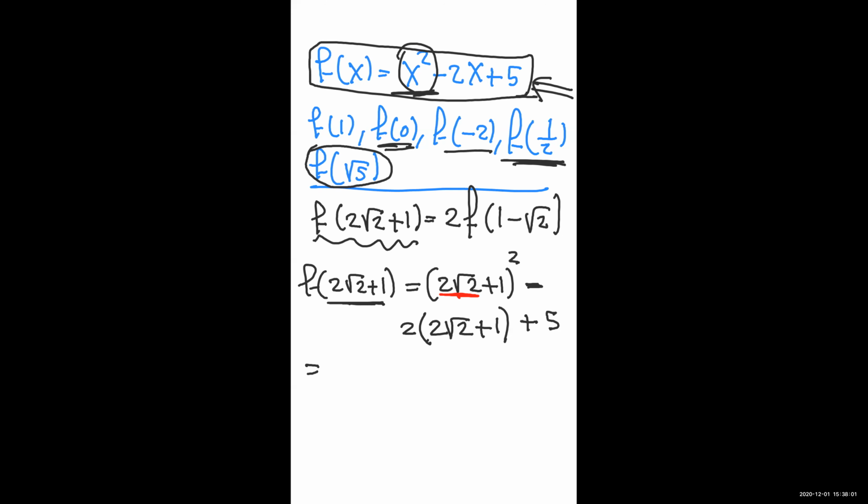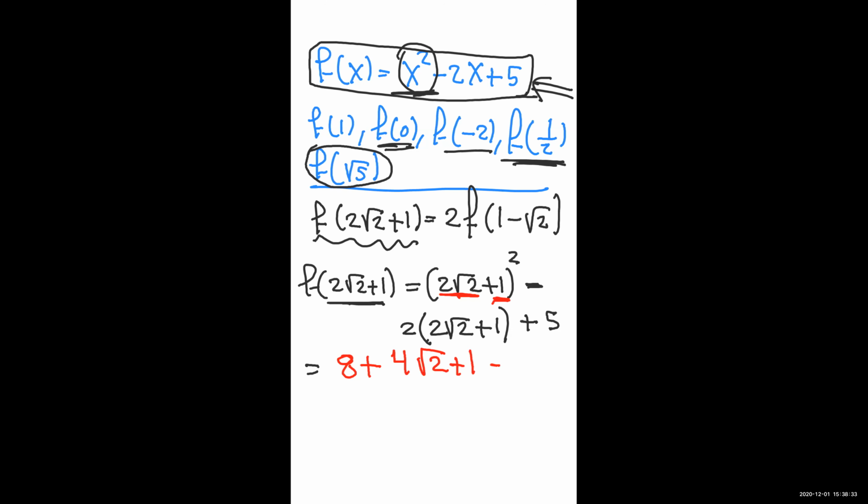Okay, so 2 squared means 4. Square root of 2 squared means 2. So 4 times 2 means 8. Plus 2 times the first times the second. So 2 times 2√2 times 1, so plus 2 times, which will equal 4 directly. 2 times first times second: 4√2. Then plus the second term squared, which is 1 squared, so 1.